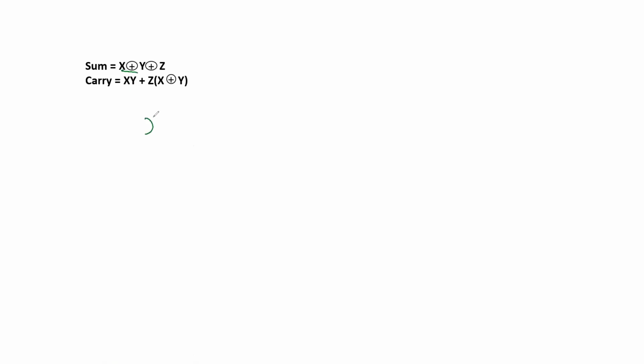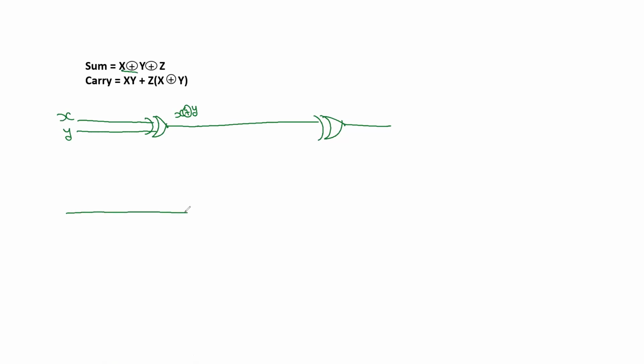So first we have one XOR gate. For this XOR gate, one input is X and another input is Y. So finally the output here is X XOR Y. Further, this output is going to be XORed again with Z. So again, we have to give Z here as another input. So in total we have 3 inputs.